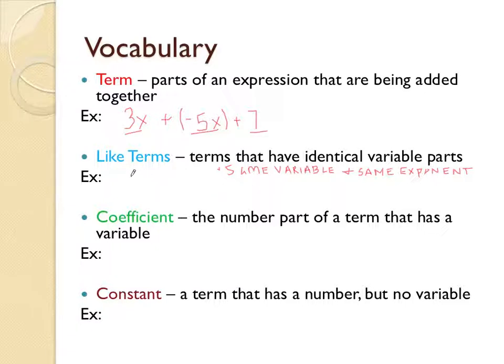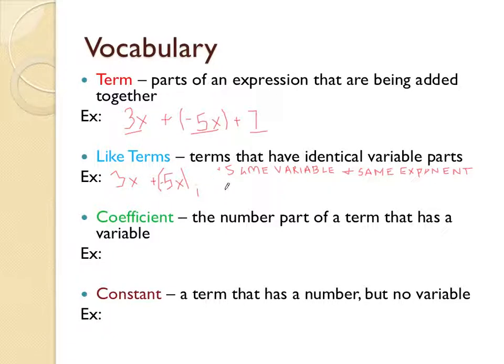All right, let's look at some examples here. In our previous example, 3x and negative 5x, sorry, are like terms. Just because the signs are different, that doesn't mean anything, all right? Because they have the same variable x and they're both raised to the first power, those would be examples of like terms.